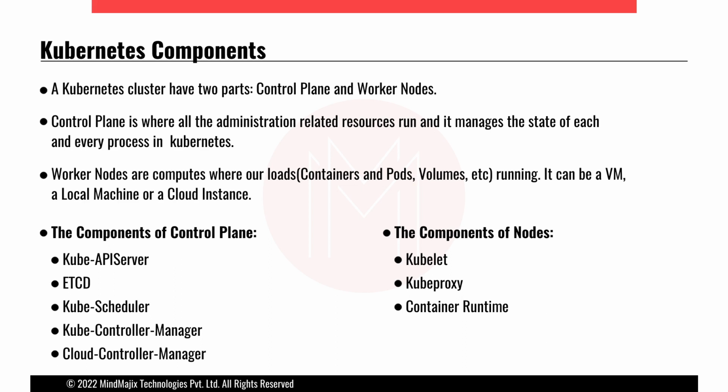Then the worker nodes. Worker nodes are the computes where our loads, containers, pods, volumes, and other configurations will be running. A worker node can be a VM, a local machine, or a cloud instance. It can be a server running in the backend, and our applications will get deployed there on the worker nodes. Worker nodes will have storage also. A worker node will have volumes attached. A worker node will have high intensity RAM and CPU.